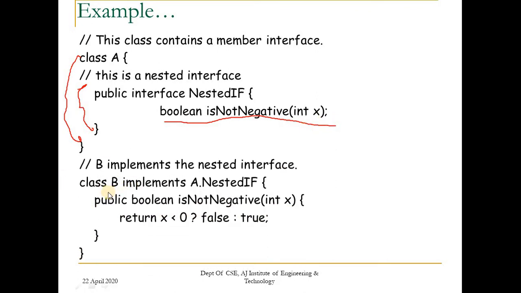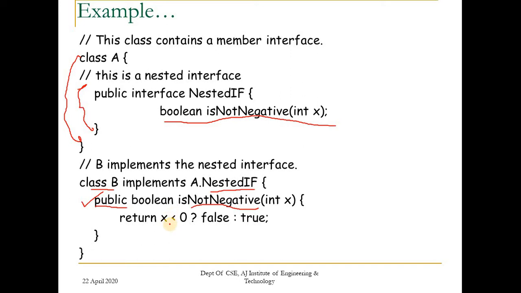Now class B is going to implement the A.NestedIF interface. See here, class B implements A.NestedIF, because NestedIF has been enclosed within class A. So you have to provide the fully qualified name, that is A.NestedIF. In class B we implement the method isNotNegative. When we implement the method, it must be public.